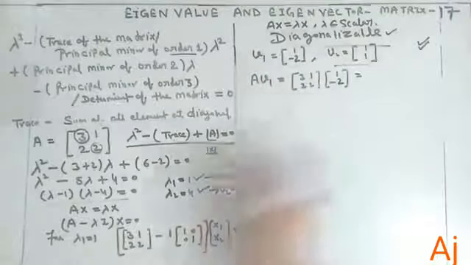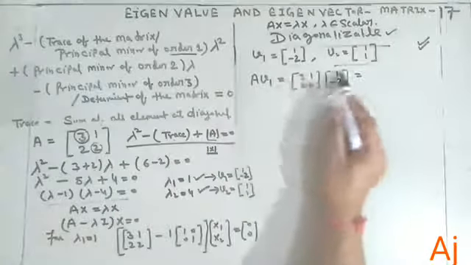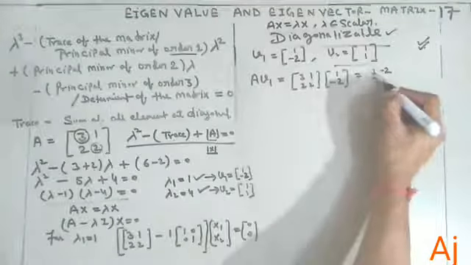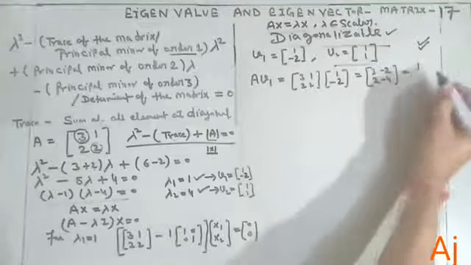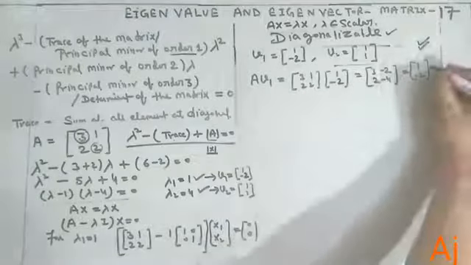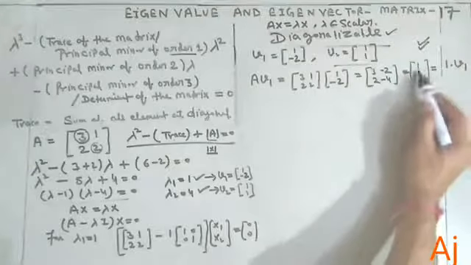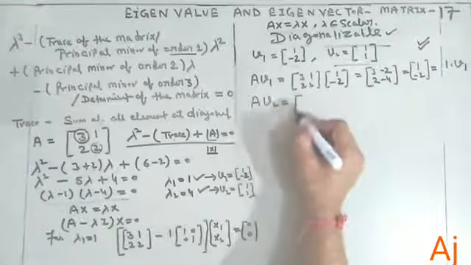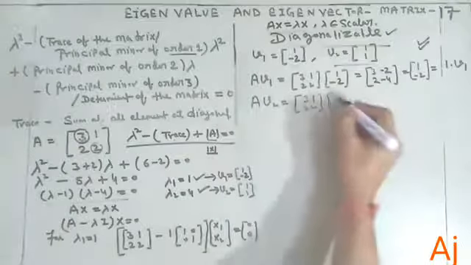Now A v1 means A is this matrix and v1 is this. Now multiply this to this: 3 into 1 and 2 into 1, 3 minus 2, 2 into 1 and 2 into minus 1, so 2 minus 4. So you will get 3 minus 2 is equal to 1, 2 minus 4 is equal to minus 2. Again you are getting the same thing, so you can also write it as 1 into v1. Again we are writing A into v2 is equal to [3 1; 2 2], and after that v2 means 1 and 1.